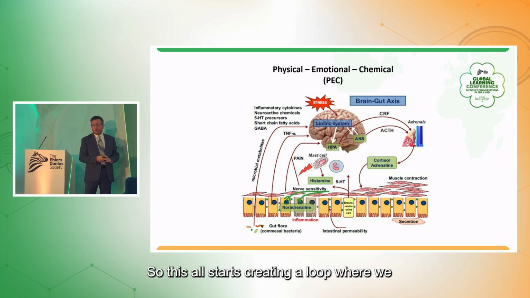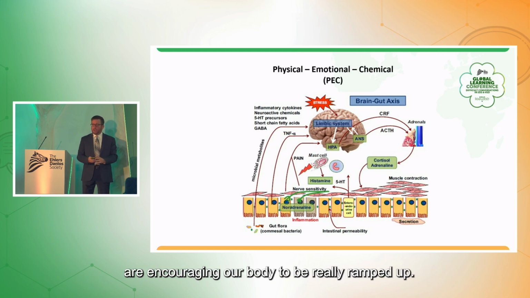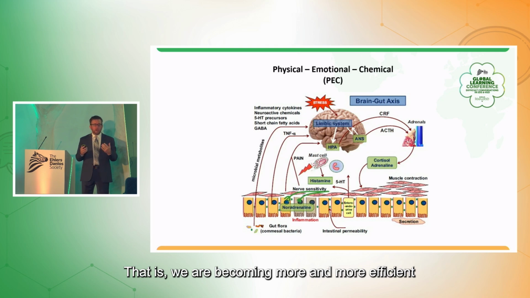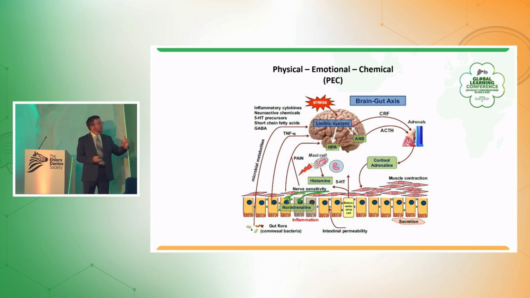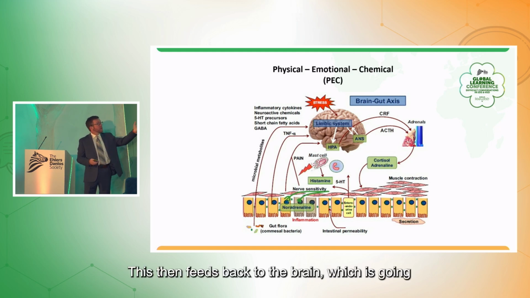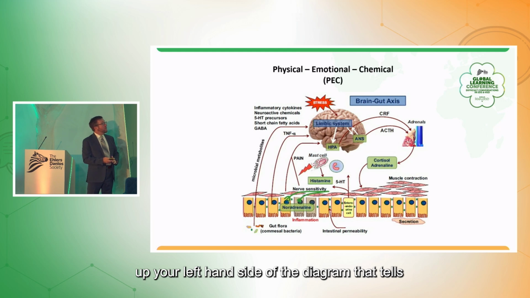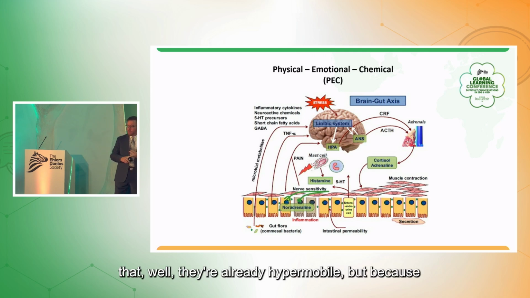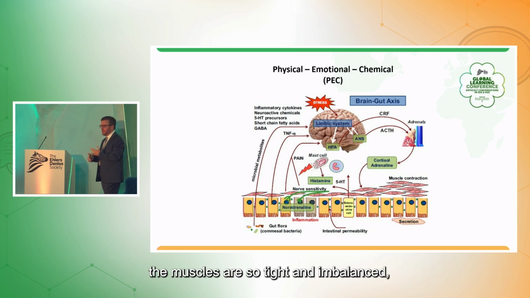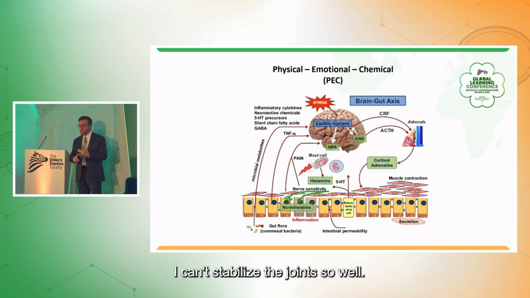So this all starts creating a loop where we are encouraging our body to be really ramped up. That is, we are becoming more and more efficient at being more into our fight or flight state. This then feeds back to the brain, which is going up your left-hand side of the diagram, that tells the brain, hey, boy, I've got invaders, I've got joints that, well, they're already hypermobile, but because the muscles are so tight and imbalanced, I can't stabilize the joints so well.